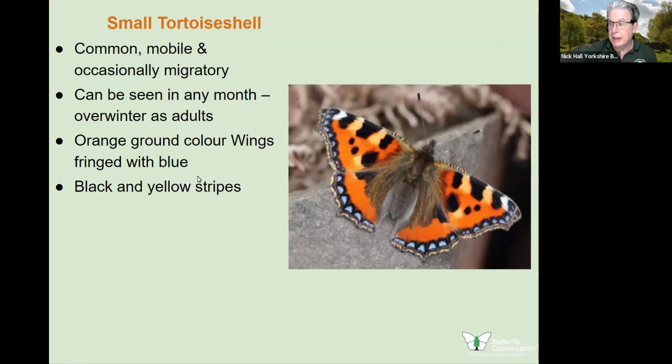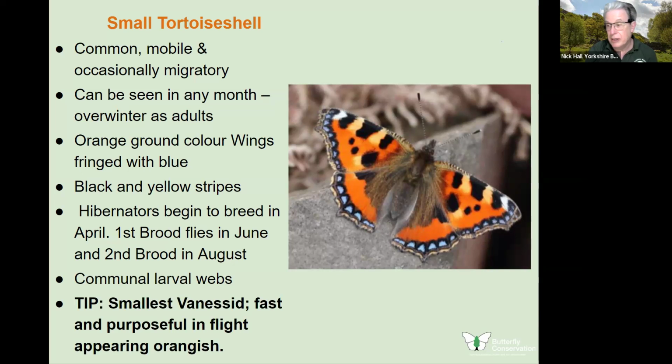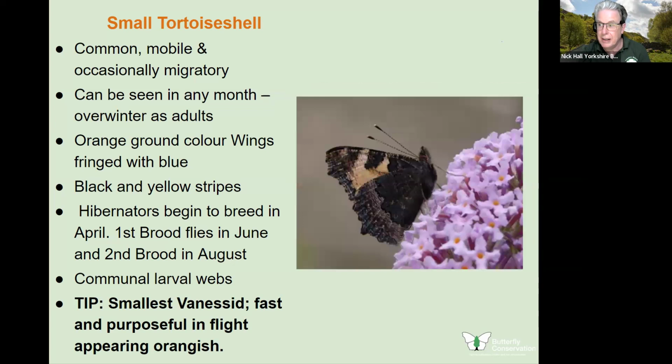So it has black and yellow stripes along the top side of its wing, quite characteristic of a tortoiseshell. And the hibernators begin to breed around about now. They are looking to lay eggs around this week and the next couple of weeks. They make communal larval webs. So it's the smallest of all our vanessid species. It's very fast, purposeful flight and appears orangish in flight. That's how you tell it.